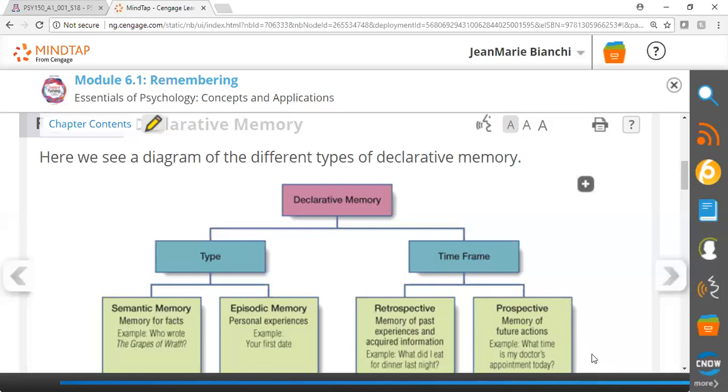So you should look over this diagram that completely breaks down declarative memory into type, semantic and episodic, as well as into the time frame that we're talking about, looking back retrospectively or remembering things for the future, prospective memory.